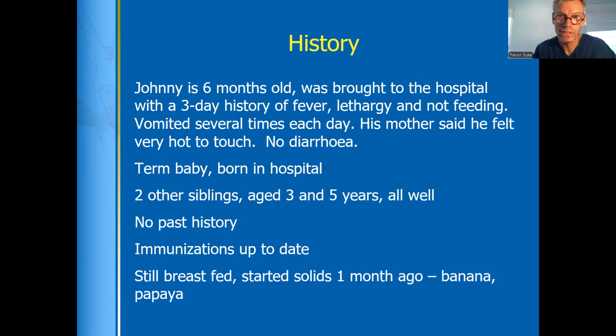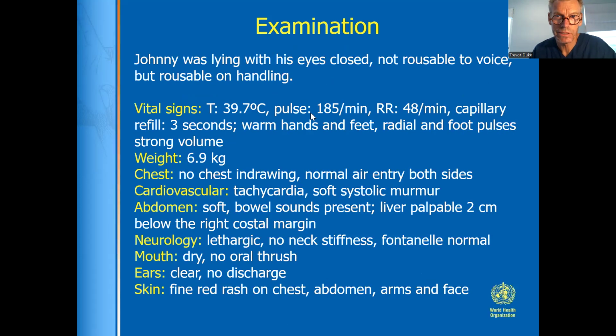He'd had no diarrhea. He was a previously well baby, a term baby born in hospital. He's got two other siblings, aged 3 and 5 years. They're well. All the people in his family are well. He's got no past history that his parents knew about. His immunizations are up to date, and he was still breastfeeding. He'd started solids 1 month ago and started on some banana and papaya, but otherwise was a breastfed baby.